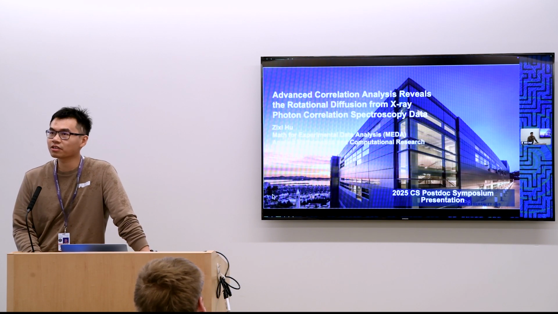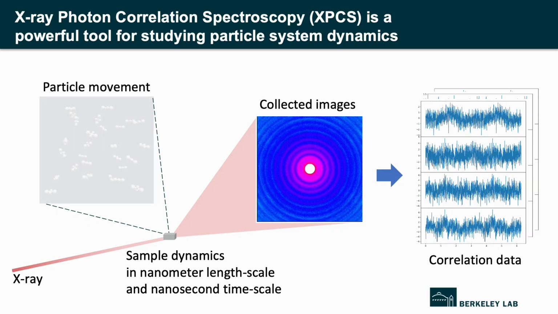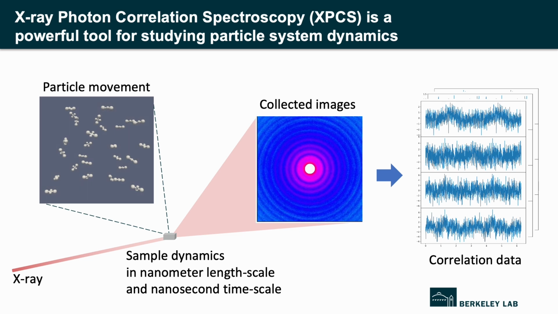Today I'm going to talk briefly about how advanced correlation analysis reveals the rotational dynamics from X-ray photon correlation spectroscopy data. So first, X-ray photon correlation spectroscopy, abbreviated XPCS, is a super powerful tool for studying particle system dynamics. So in the experiments, we cast a beam of X-ray onto the sample we want to study. This sample usually contains some particle movement that we want to study. And then we can collect the images, a series of images that forms a movie.